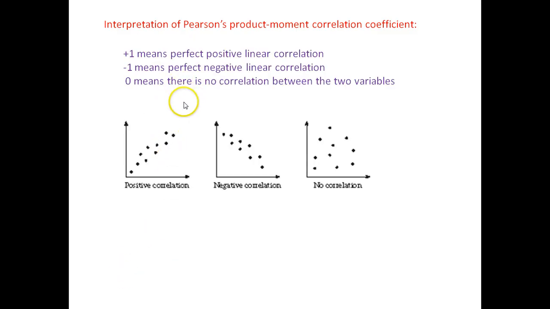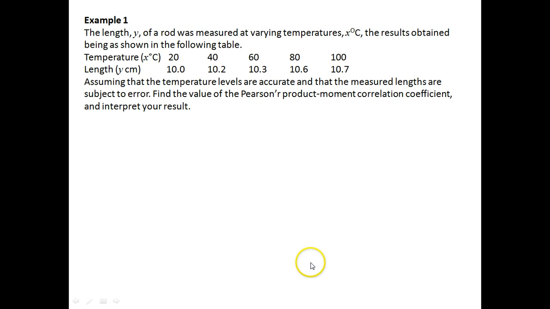Interpretation of the product moment correlation coefficient. A plus 1 means a perfect linear correlation, so it would follow a straight line with a gradient of 1. A minus 1 means a perfect negative correlation, so it would follow a straight line with a gradient of minus 1. And a 0 would mean no correlation between the two variables. So we can work out a measure of the correlation from our observations.